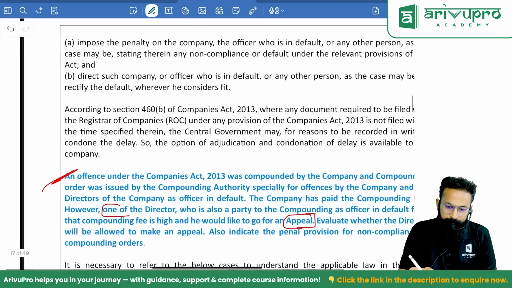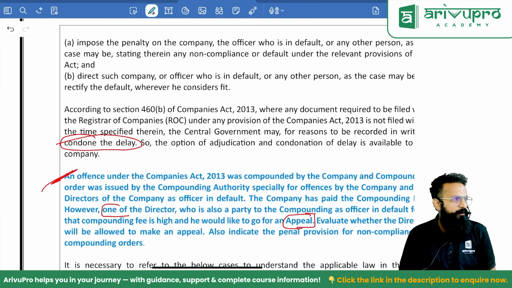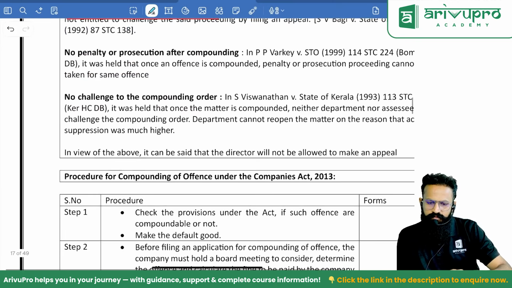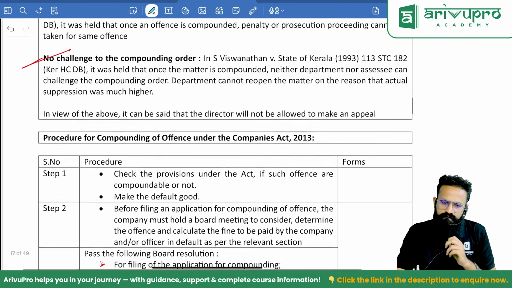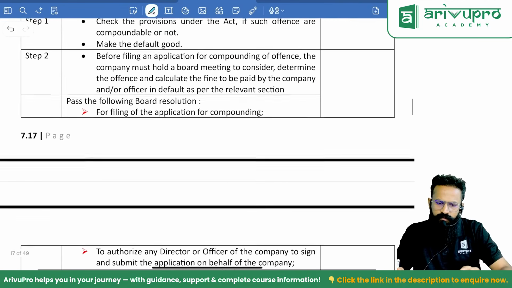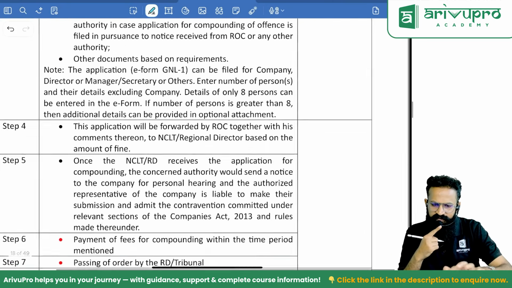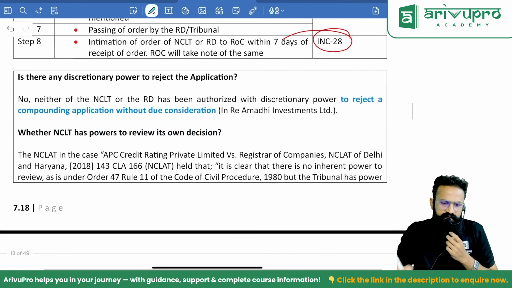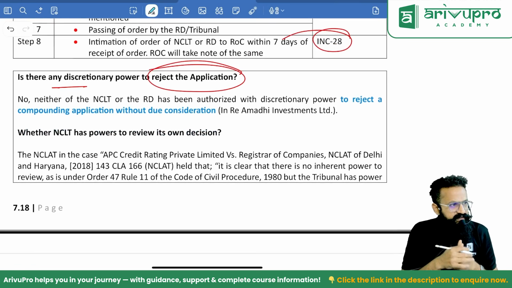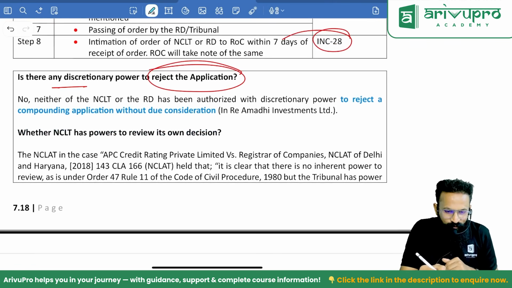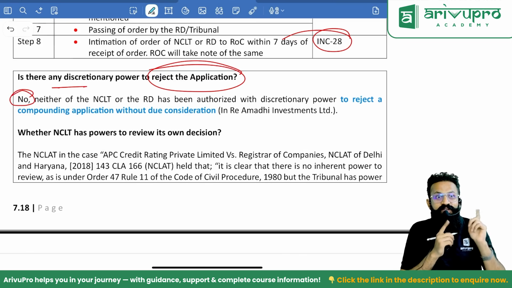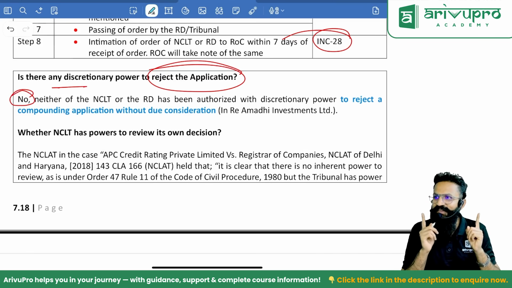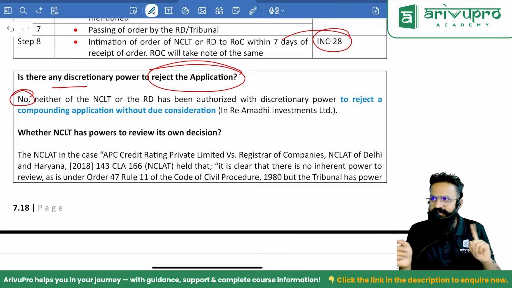And also, what are the options available? Adjudication, condonation, or compounding. We have all 3. Correct? Can we challenge a compounding order? No. Procedure for compounding of offence, whatever we saw: first you file with the ROC, the application to NCLT or RD, INC 28 or 7 days, done. Correct? Is there any discretionary power to reject the application? Can we reject the application? No. You can reject compounding. You cannot reject the application. Very big difference there. Yes, this is clear.